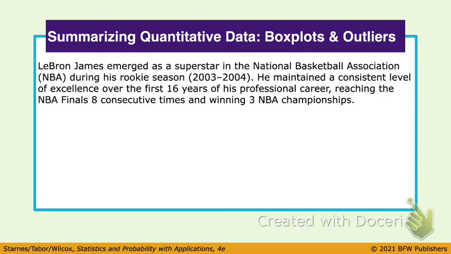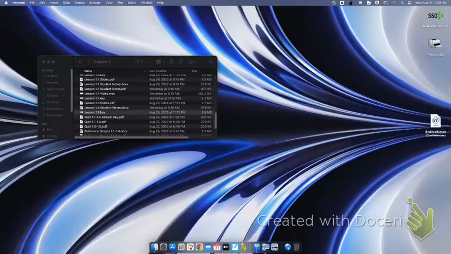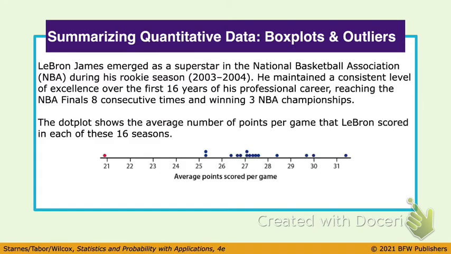So we have LeBron James. He emerged as a superstar in the National Basketball Association during his rookie season, 2003 to 2004. He maintained a consistent level of excellence over the first 16 years of his professional career, reaching the NBA Finals 8 consecutive times and winning 3 NBA championships. Sounds pretty amazing to me.